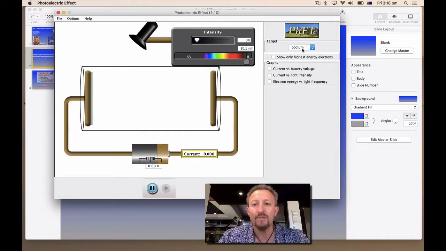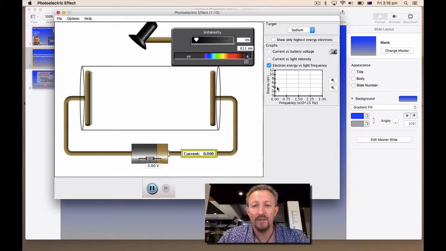Now what we've got here is sodium. So I've got sodium metal here, and I'm going to click on this button here, which gives me the frequency and the energy in electron volts. Now I'm going to put my intensity at 50%. 50% means I've got plenty of light which is going to be generated.